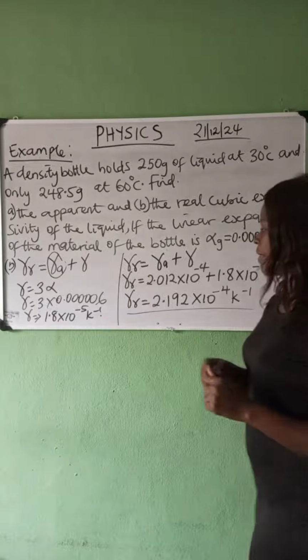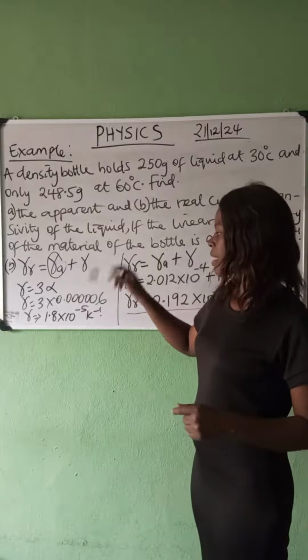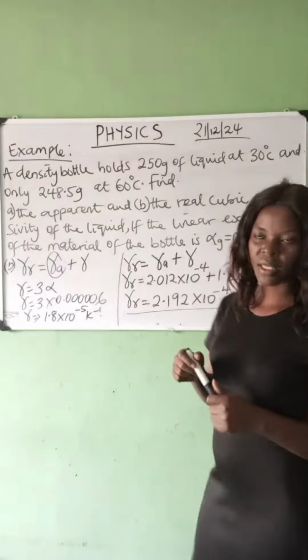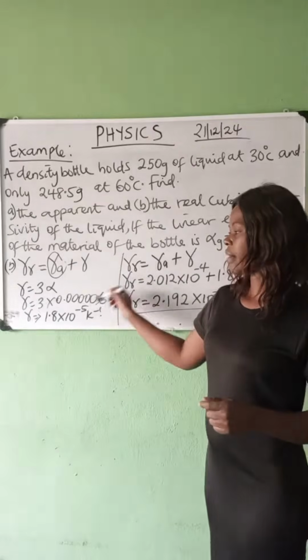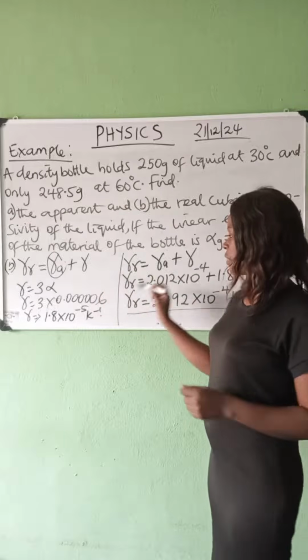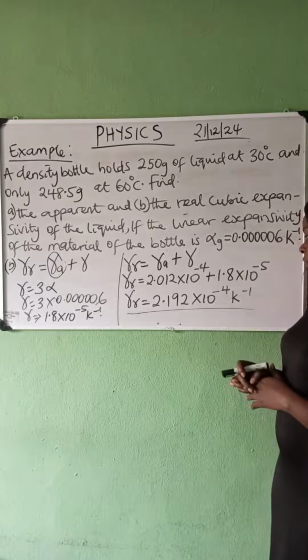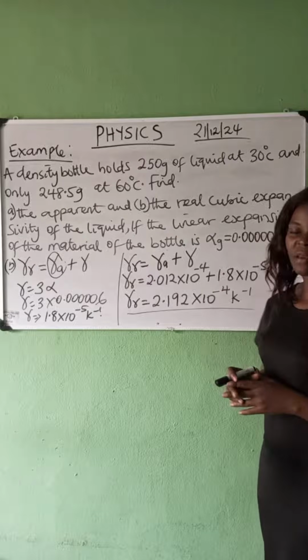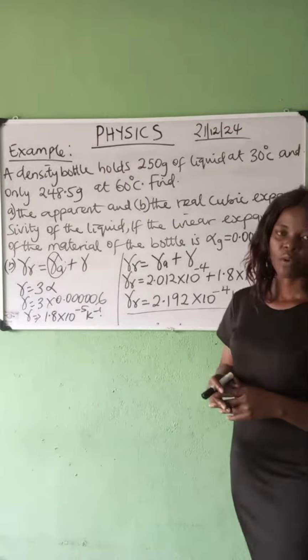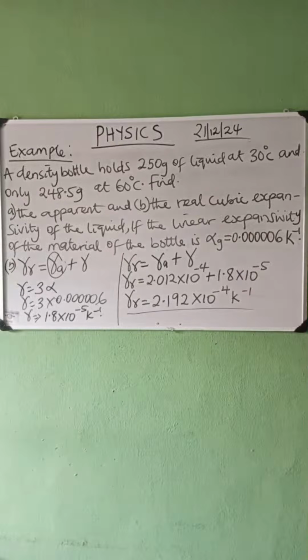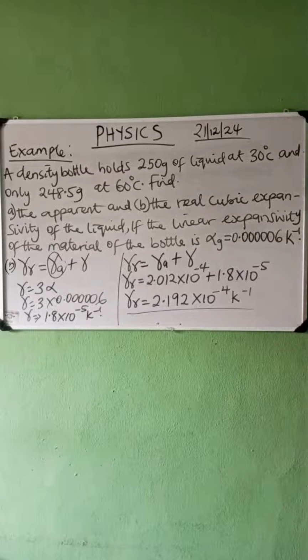We have gotten our apparent cubic expansivity. For us to get the expansivity of the container, we multiply by 3 alpha to get this. Then we add them together, and we got our answer to be 2.192 times 10 raised to the power minus 4 per Kelvin. Put it down. I hope that is clear. If you don't understand, you can let me know. Put it down fast. Let's proceed.